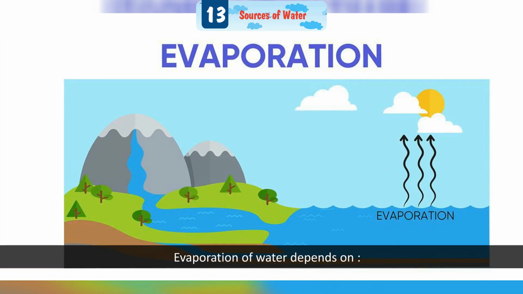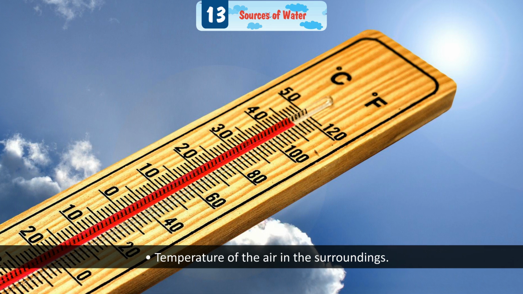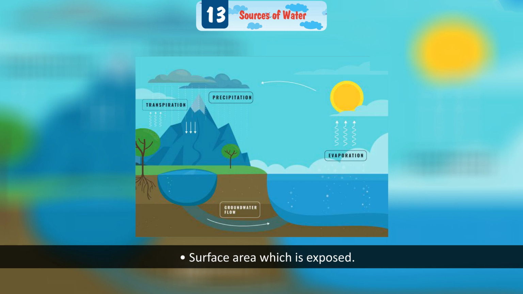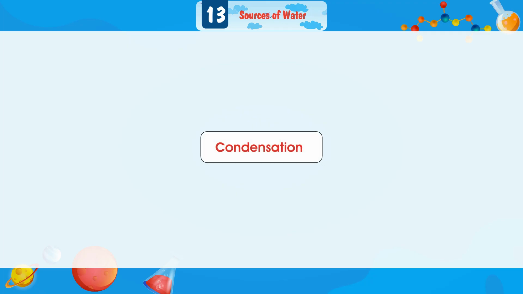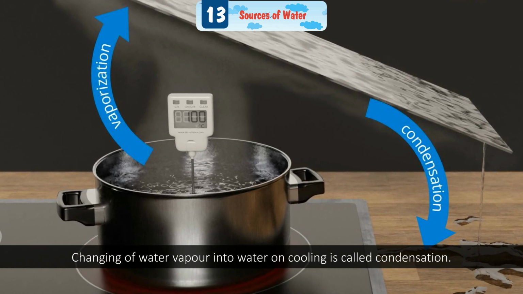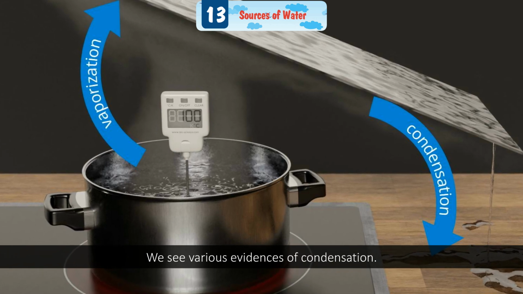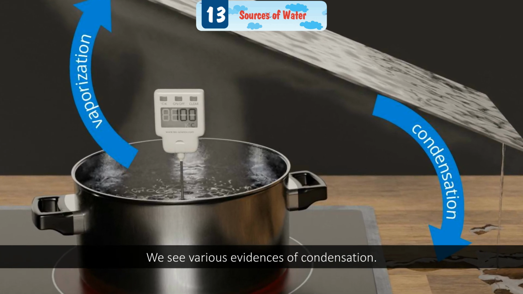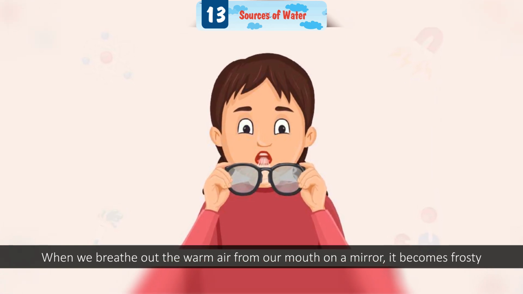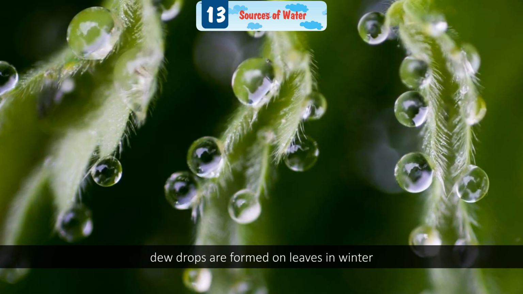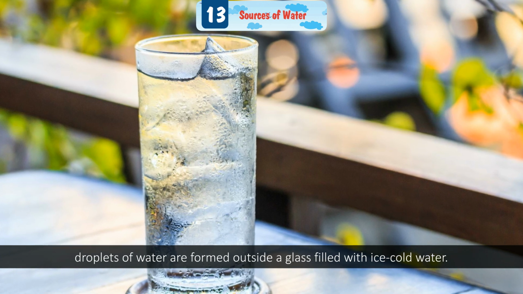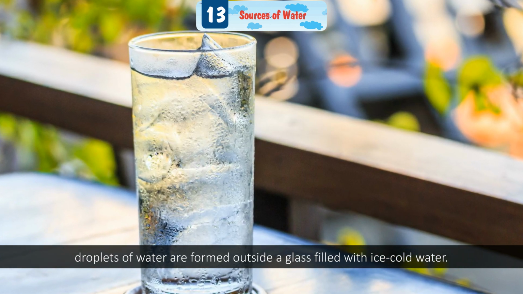Evaporation of water depends on speed of the wind, temperature of the air in the surroundings, and surface area which is exposed. Condensation. Changing of water vapor into water on cooling is called condensation. We see various evidences of condensation. When we breathe out the warm air from our mouth on a mirror, it becomes frosty. Dewdrops are formed on leaves in winter. Droplets of water are formed outside a glass filled with ice-cold water.